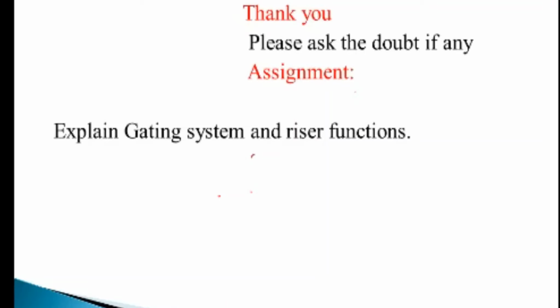Explain the gating system and riser functions. What are the functions of the riser? Explain the gating system. What is the gating system? Please write: explain the gating system and riser function. What are the functions of the riser?